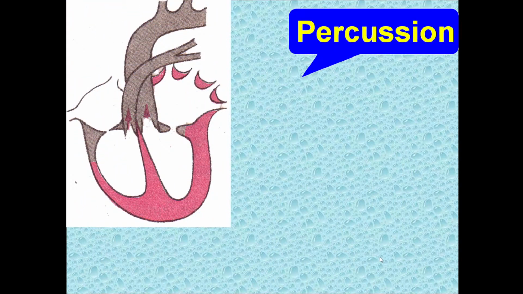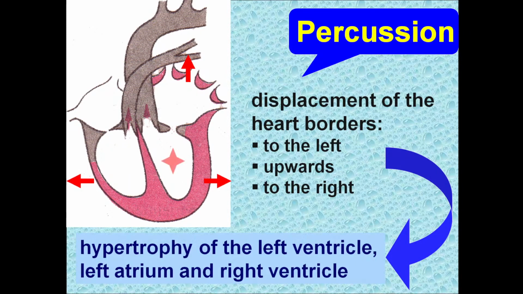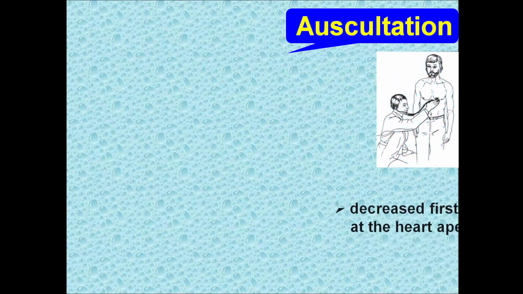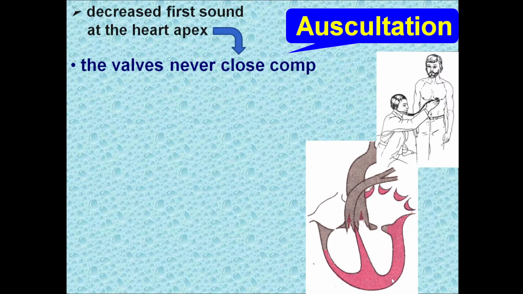On percussion, we reveal displacement of all heart borders: to the left, because of the hypertrophied left ventricle, upward, due to the hypertrophied left atrium, and slightly to the right due to the reflectory compensatory hypertrophied right ventricle. But most significantly, the pathological process localizes nearest the left heart chambers. On auscultation, we are talking about a mitral heart defect, and the main picture will be over the heart apex. The first sound will be decreased because both its components are affected. First of all, the valvular component, the unclosed mitral valve, and the muscular component due to dilated and hypertrophied heart muscles. Weak first sound.